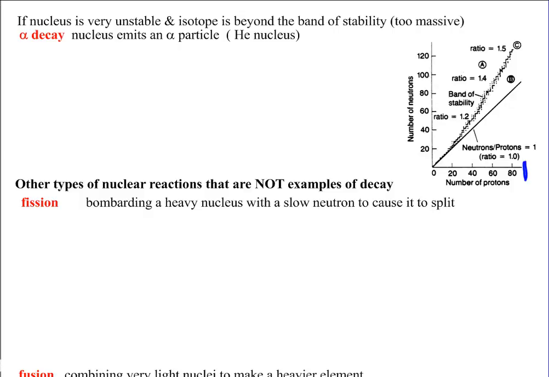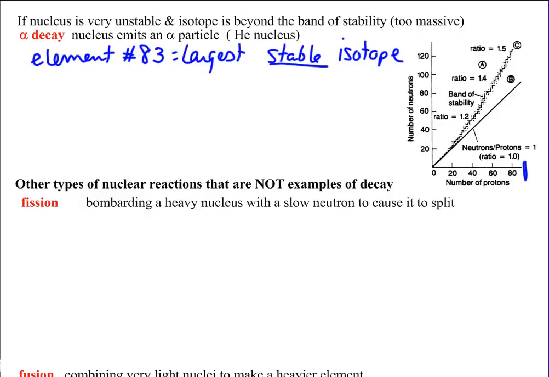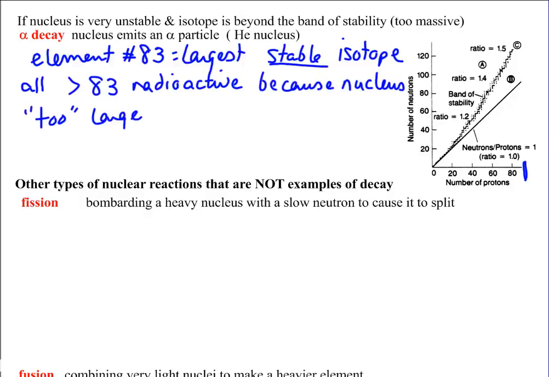It turns out that element 83 is the last largest stable isotope. What that means is anything larger than 83, so 84 through 109, all of those isotopes are only radioactive. They don't have any stable isotopes. They're all unstable. They're unstable because they're so large. We can somewhat say that the nucleus is too large.